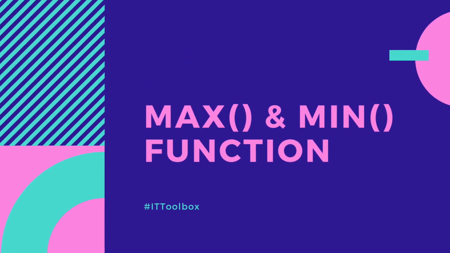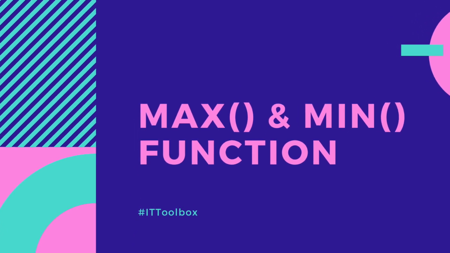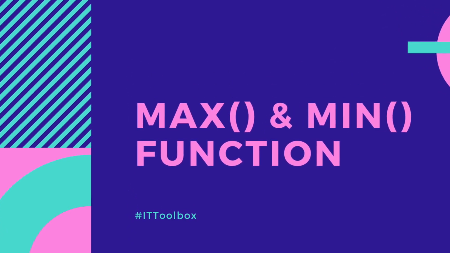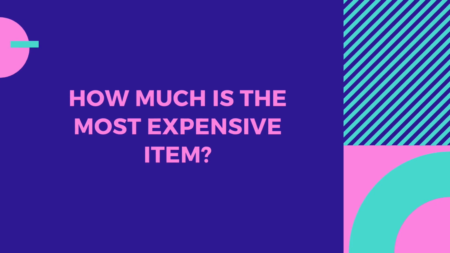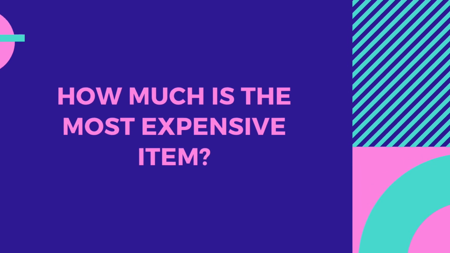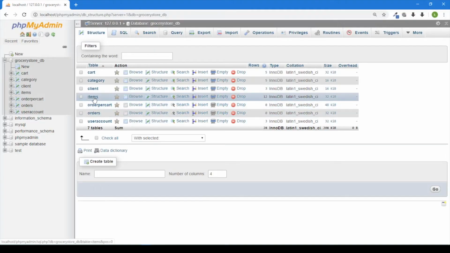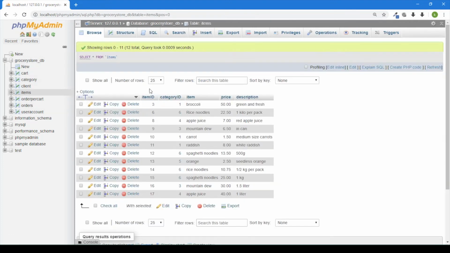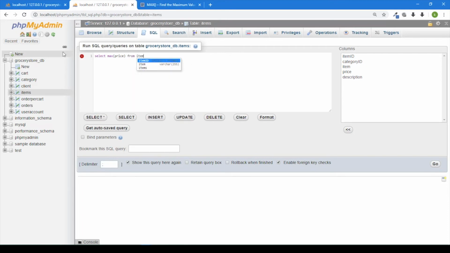The next function you will learn is min and max. As their name suggests, min will retrieve the minimum value and max will retrieve the maximum value. For example, we wanted to know the maximum price we have. So our query will look like this. Select max price from items.